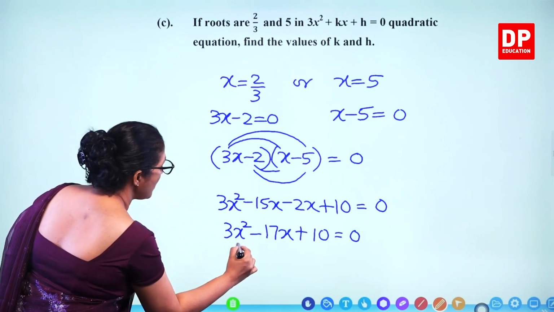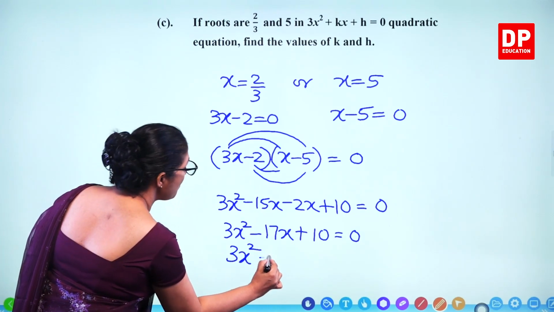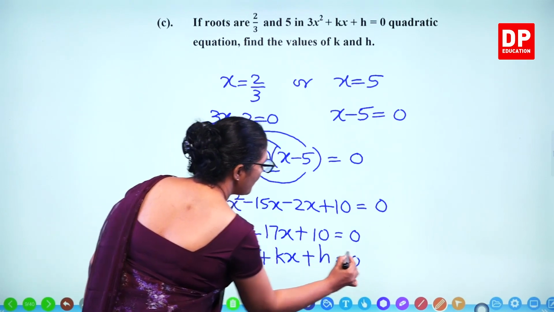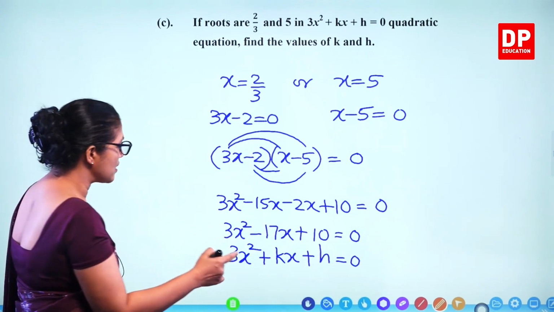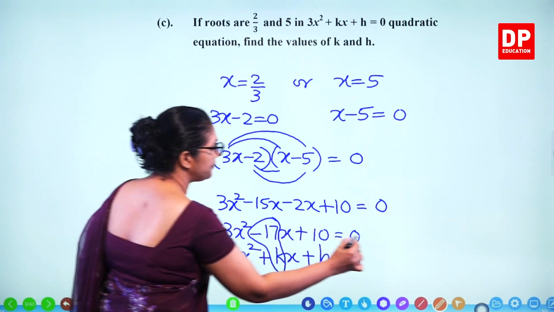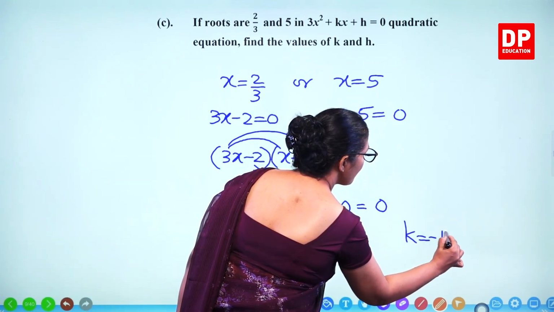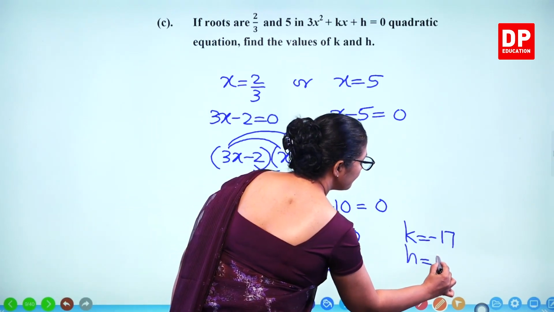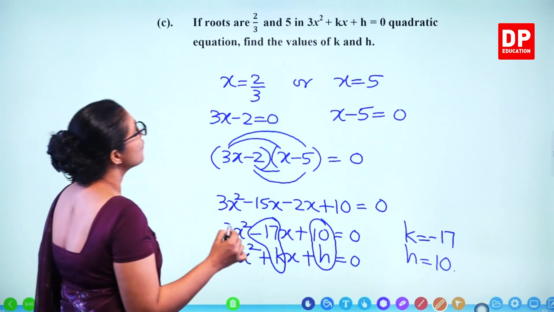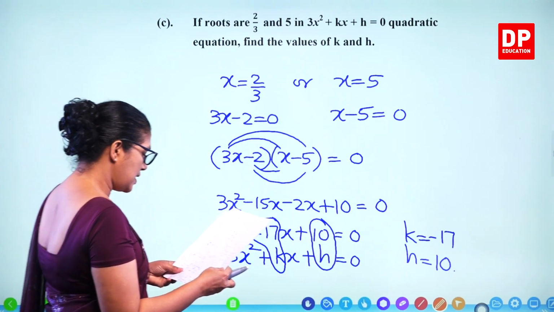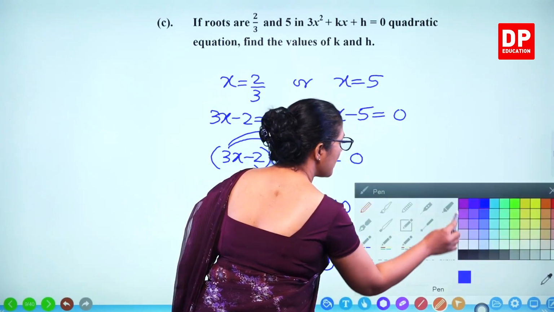Now the given equation is in this form, 3x squared plus kx plus h equals 0. Now you can compare the two equations. k becomes minus 17. h becomes 10. So the values of k and h are minus 17 and 10. So 4 marks for that.